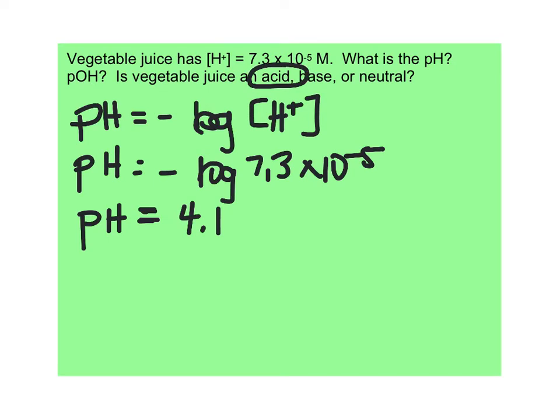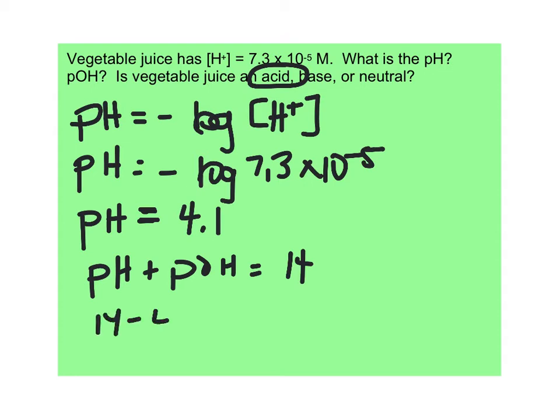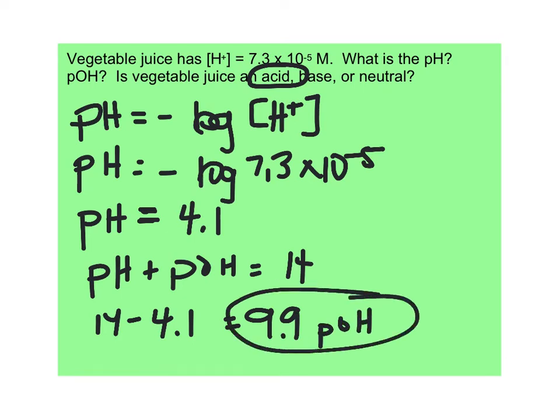We'd also like to find the pOH. For any solution, the pH plus the pOH adds up to 14. So if we subtract 4.1 from 14, we get a pOH of 9.9. So pH of 4.1, pOH of 9.9, and an acidic solution.